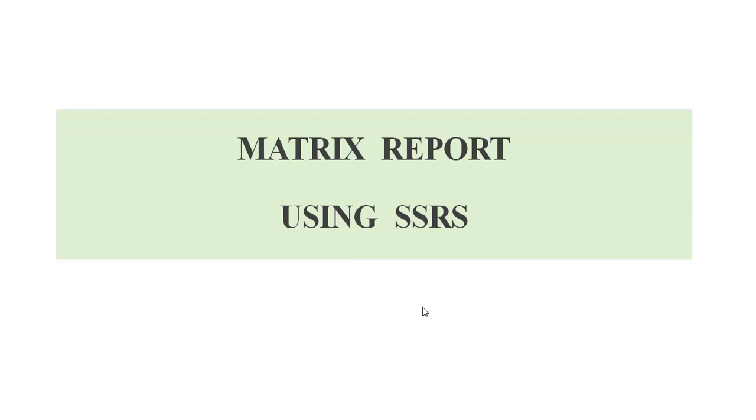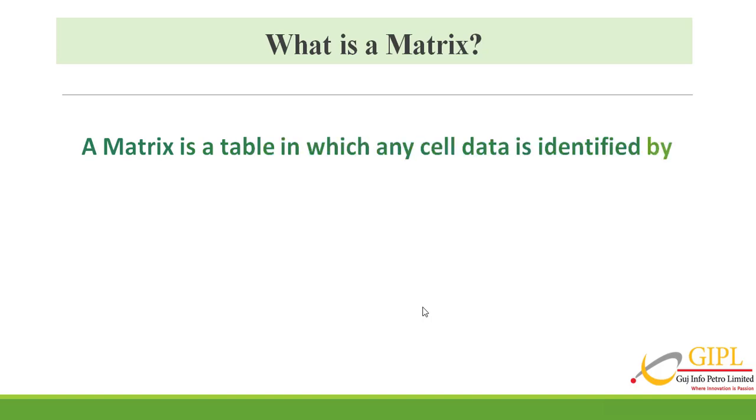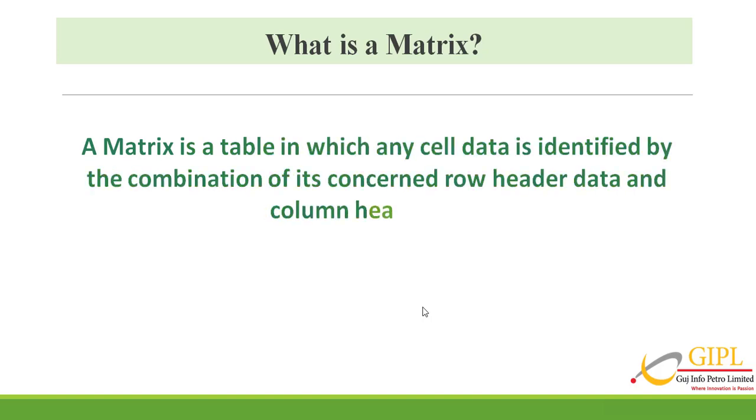Right, let's resume with the topic now. Now first of all, what exactly is a matrix? A matrix is nothing but a table in which any cell data is identified by the combination of its row header data and column header data. Let's understand this with an example.